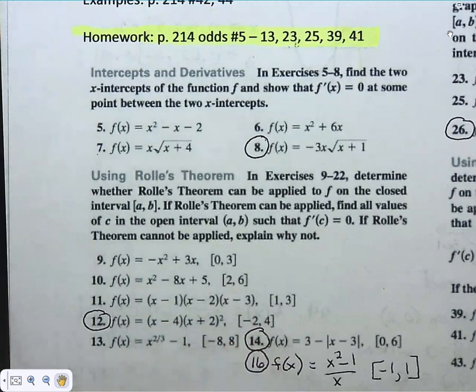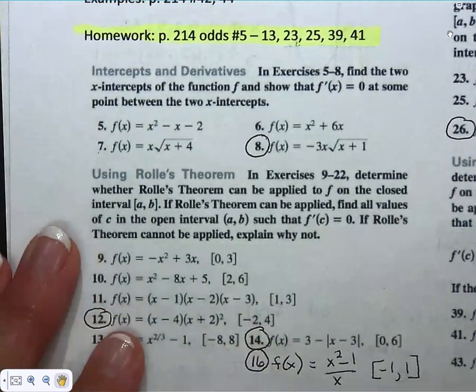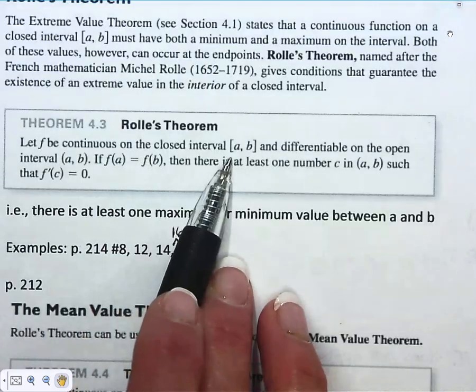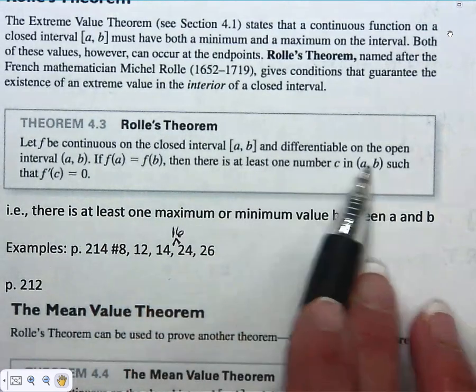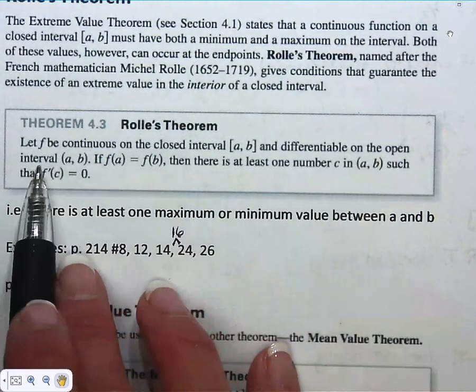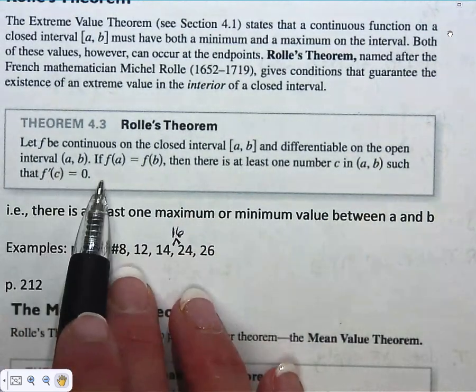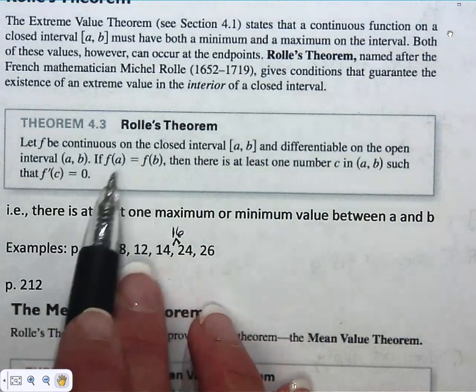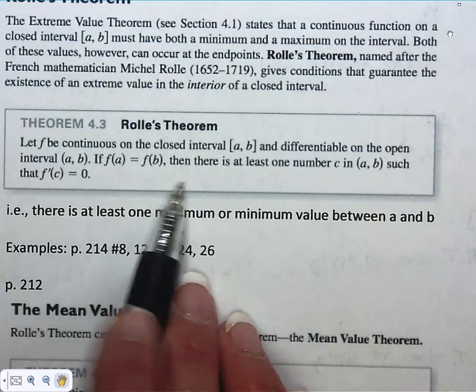Basically, there are 3 conditions that have to be met in order for Rolle's theorem to apply. The function has to be continuous on the closed interval. It has to be differentiable on the open interval, and f of a has to equal f of b. In other words, at its endpoints, you get the same y value.